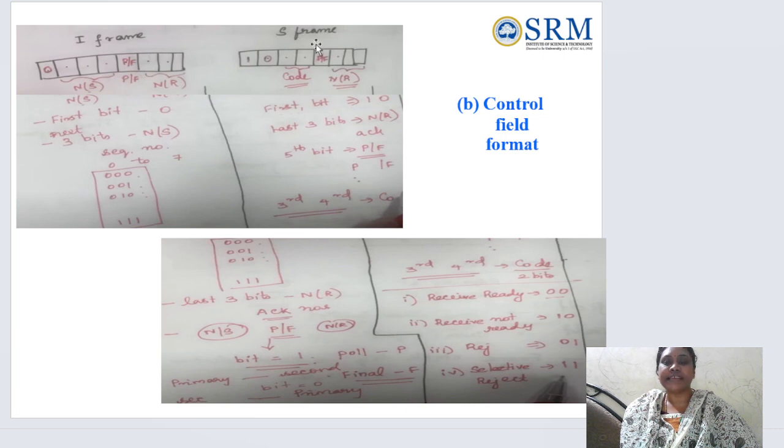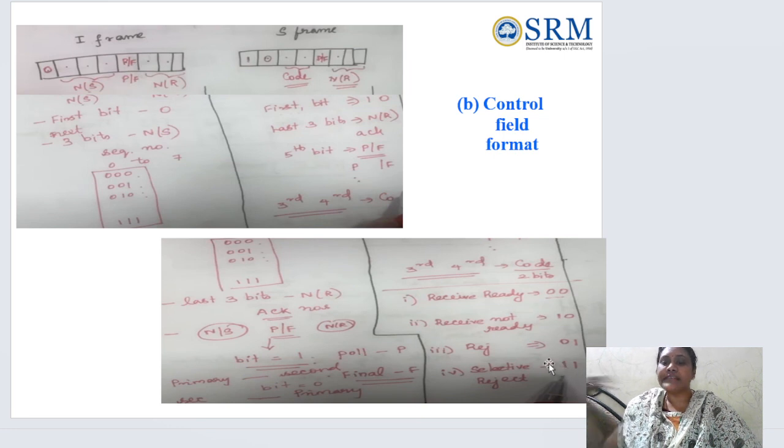The next one is the S frame. This is the frame structure for it. The first two bits are 1 and 0, which is fixed. Then the next two bits are the code, and the next one is P/F, poll and final. The last 3 bits are N(R), the receiver acknowledgement number. So the first two bits are fixed, the 5th bit is poll and final, and the 3rd and 4th bits carry the code.